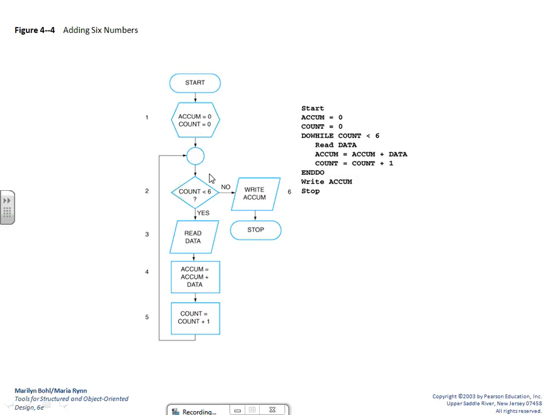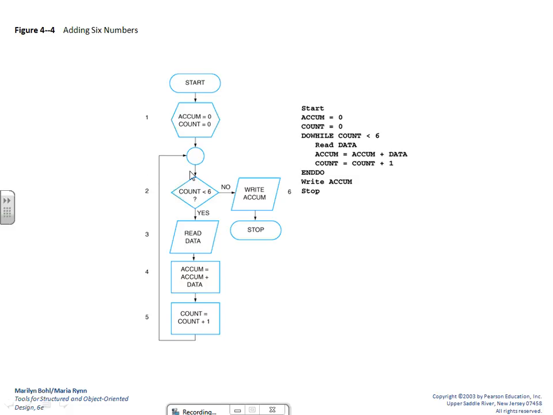This one is the flowchart for the loop. So we're gonna have a connector symbol first. We're gonna come to this condition. We're gonna check. We want to add 6 numbers. We're gonna check if the count is less than 6. If yes, we're gonna read. We're gonna add it. We're gonna add 1 to the counter.